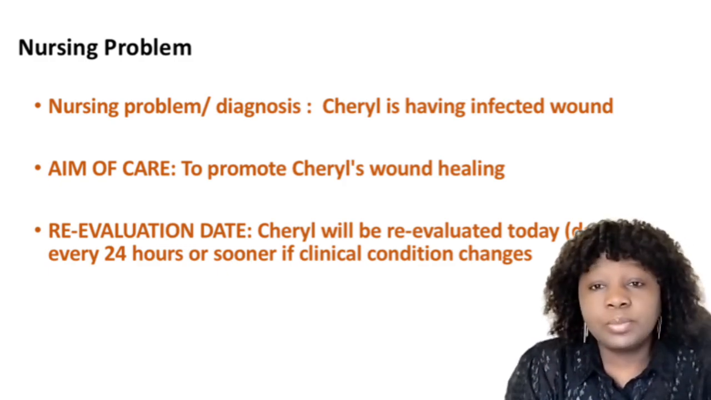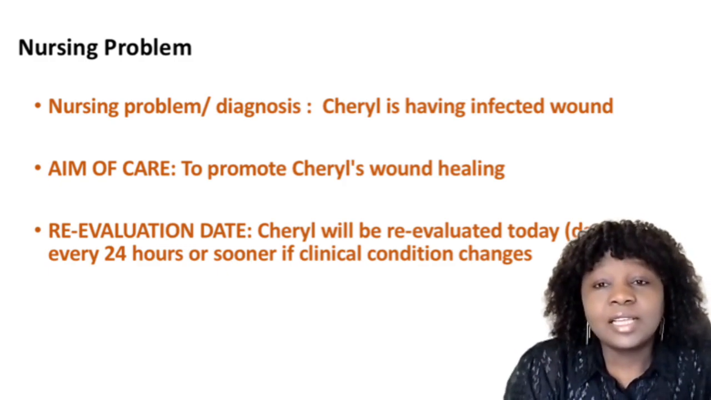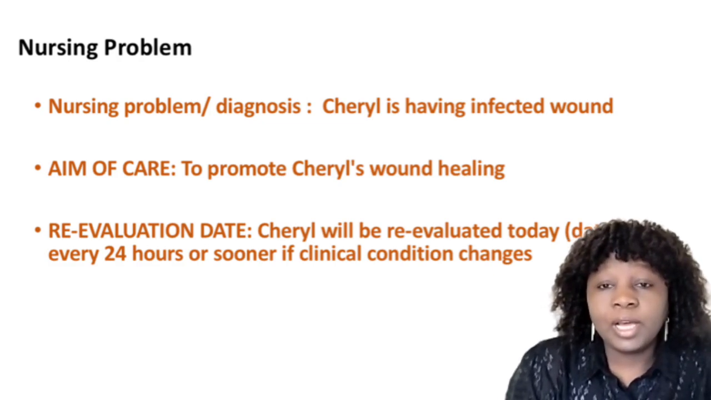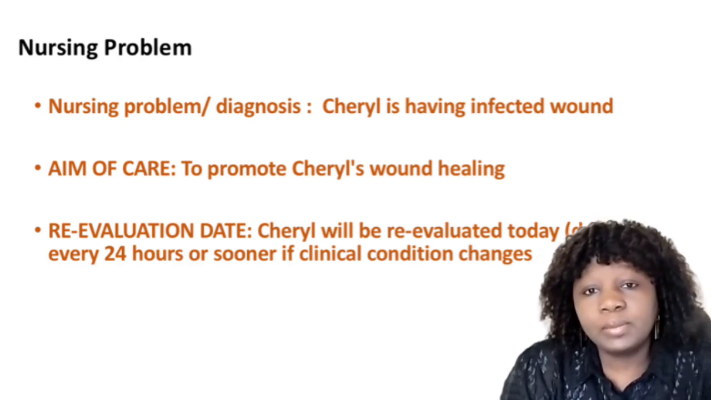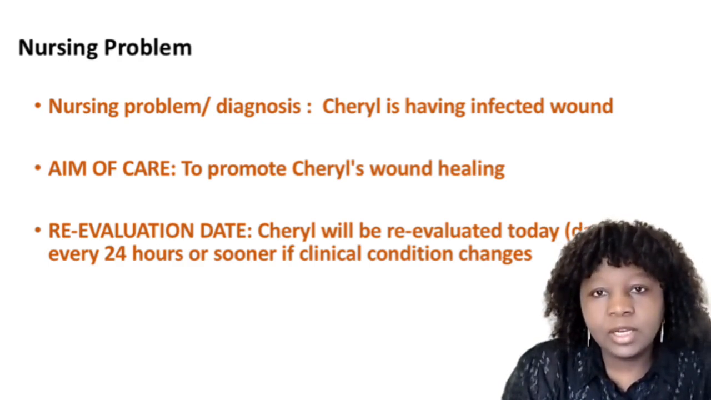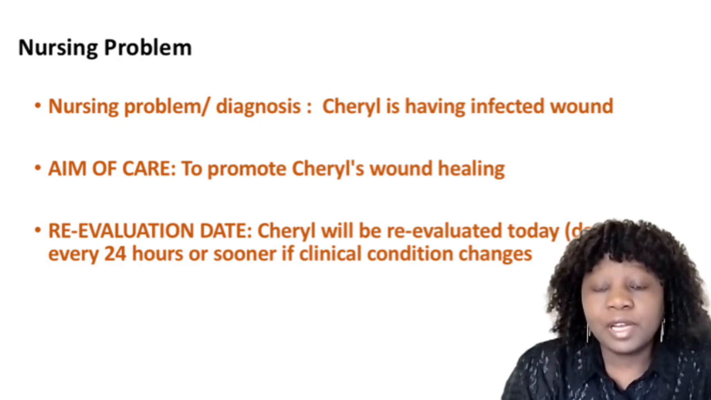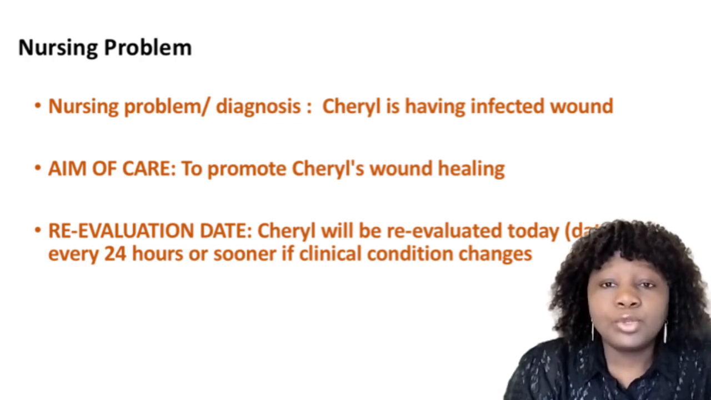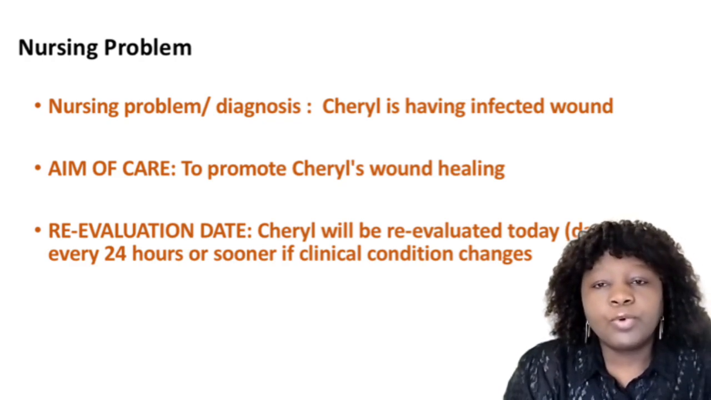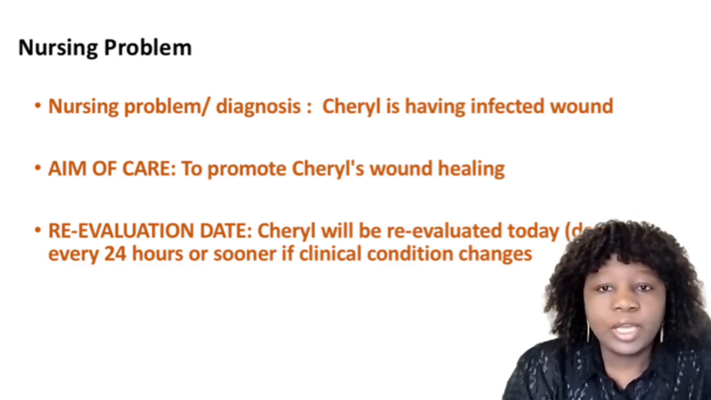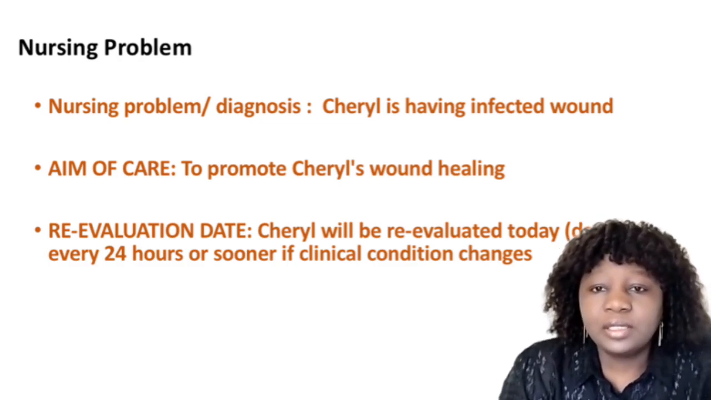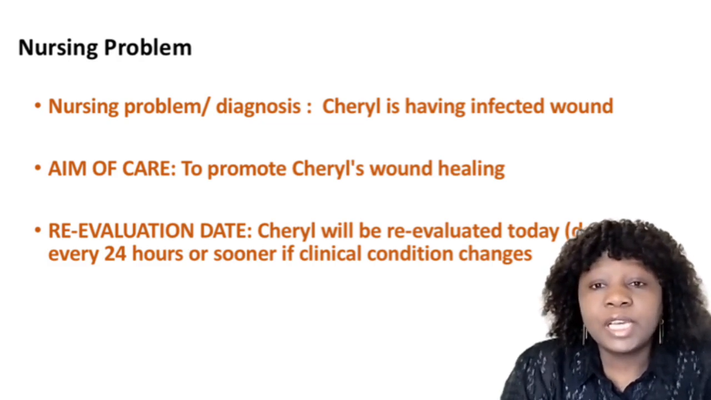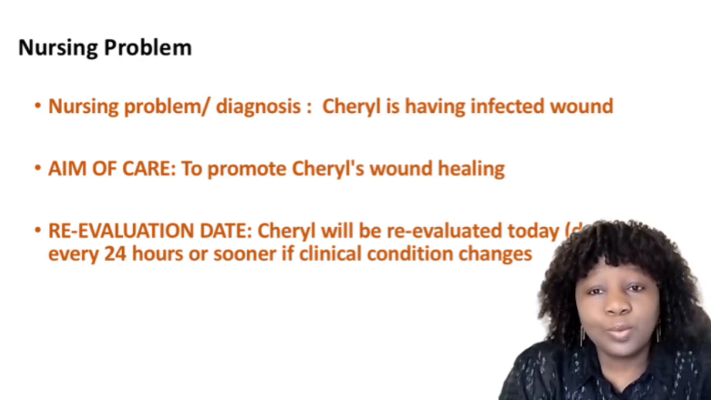So the first nursing problem is that Cheryl is having infected wound. Before I continue, in your planning station, your 2 nursing problems must be related to that scenario. And we always advise that you pick the first one that is most related to that scenario before you go on to the second one. Okay, so I said Cheryl is having infected wound. That is a nursing problem, and our aim of care is to promote Cheryl's wound healing.